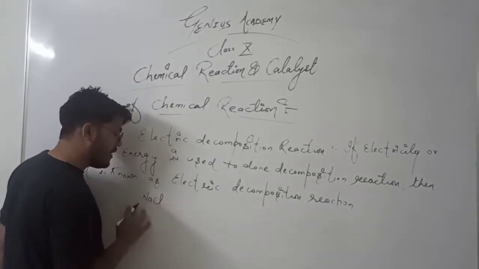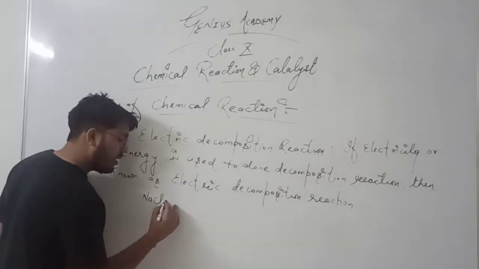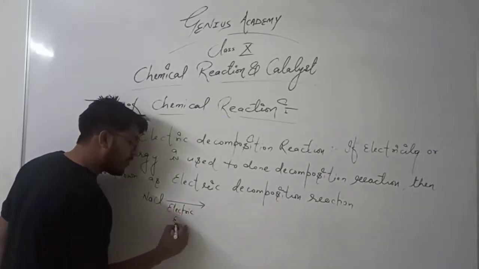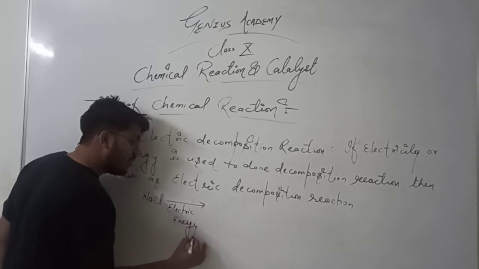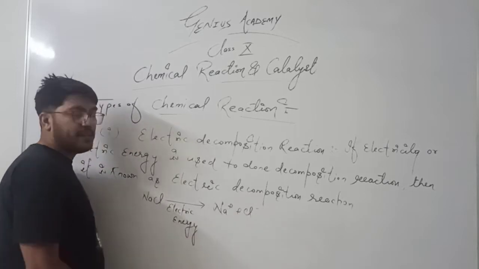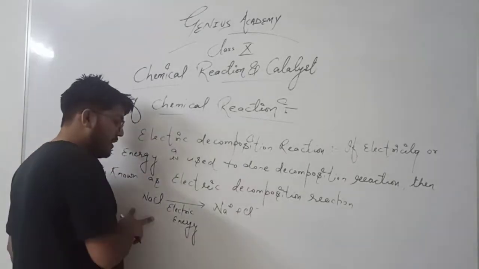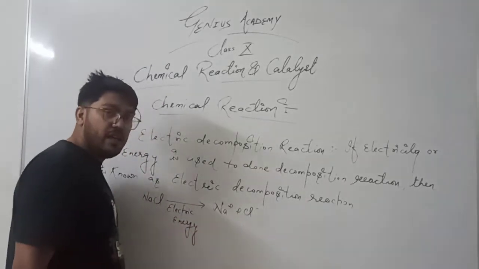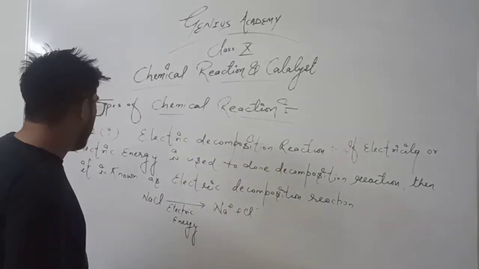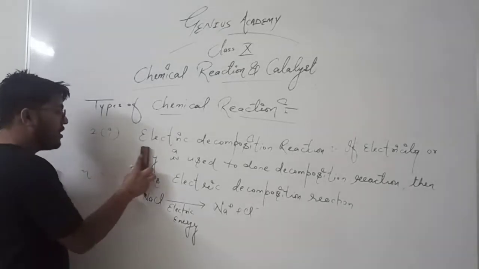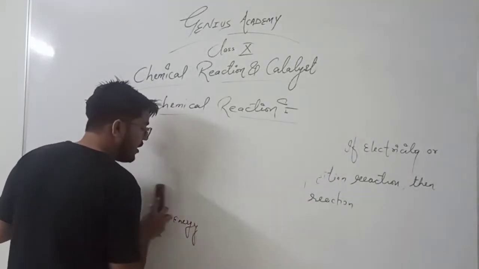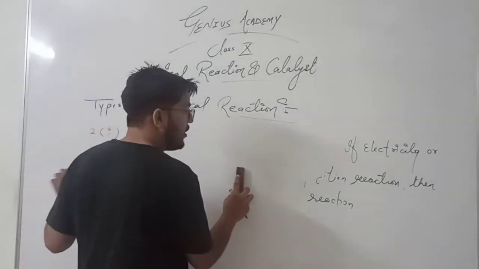let's take NaCl. NaCl is a salt and we provide electric energy to it, then it is divided into Na plus and Cl minus. So NaCl divided into Na plus and Cl minus is known as electric decomposition reaction. Second is thermal decomposition reaction.